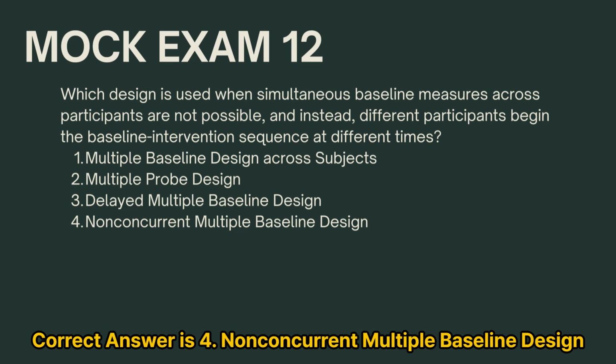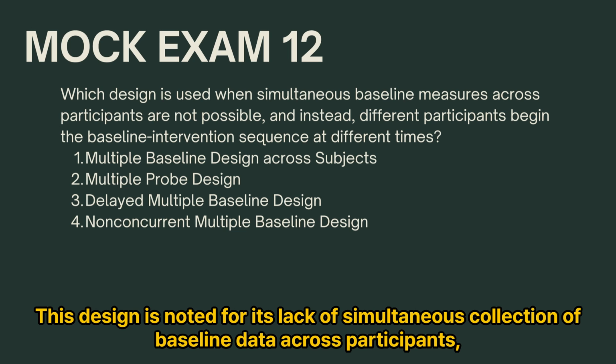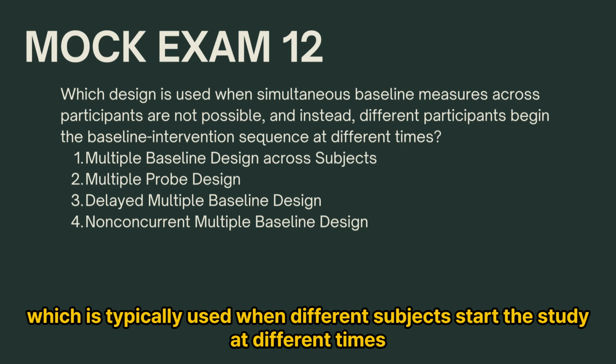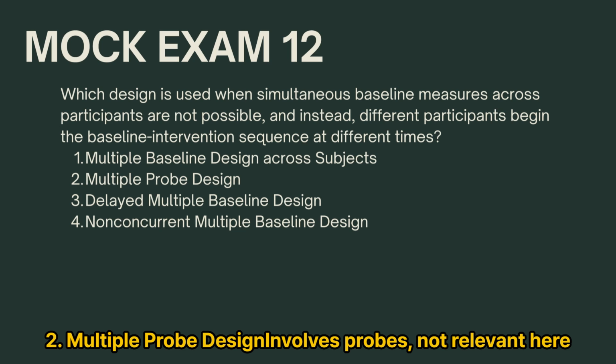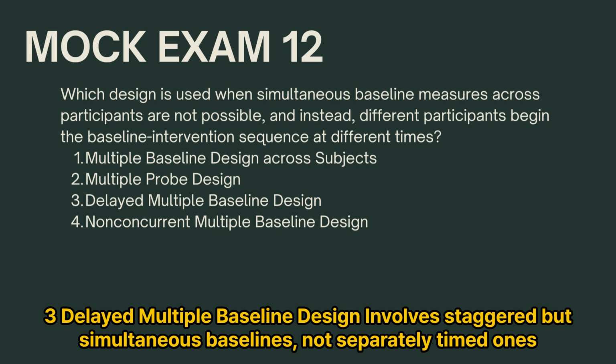Correct answer is 4. Non-concurrent multiple baseline design. This design is noted for its lack of simultaneous collection of baseline data across participants, which is typically used when different subjects start the study at different times. 1. Multiple baseline design across subjects requires simultaneous baselines. 2. Multiple probe design involves probes, not relevant here. 3. Delayed multiple baseline design involves staggered but simultaneous baselines, not separately timed ones.